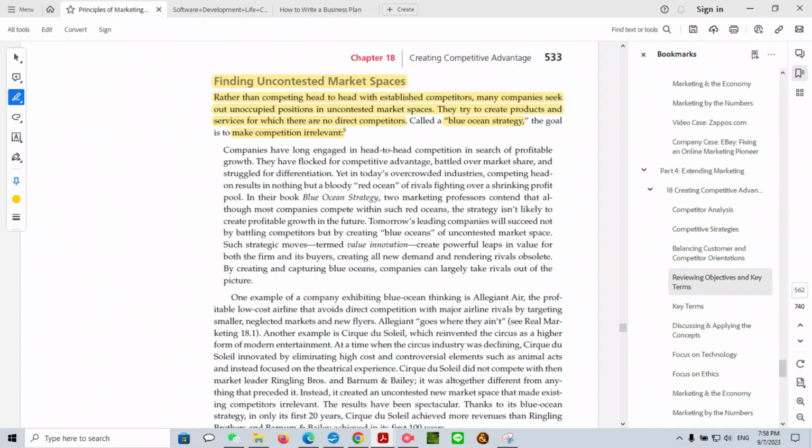until the market becomes rich with demand, and other companies will take note and they will be introduced into the market as well. So that's your head-to-head competition that you'll create once the demand is high. One of the criteria for this uncontested market space is avoiding overcrowded industries. That is, competing head-on results in nothing but a bloody red ocean, which is rivals fighting over a shrinking profit pool. And that you have something called a saturated market. You have too many competitors, right? And not enough market share to go around, right? And therefore, that's not a good strategy.